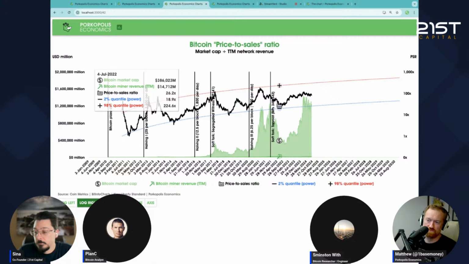Is there anything else you wanted to add or summarize? Yeah, no, that's it. Just to say that it's kind of unique to the Bitcoin world, and we don't know. Price to sales, unlike, say, price to earnings, is something that you cannot compare to other industries.